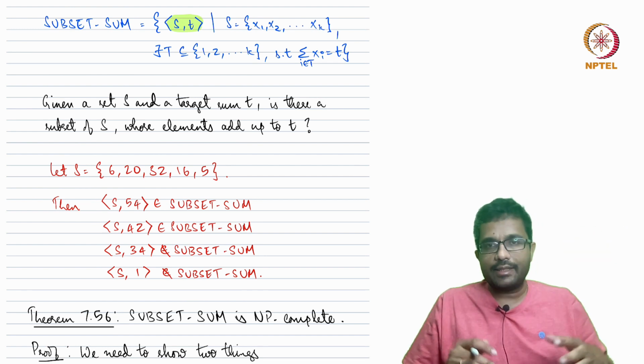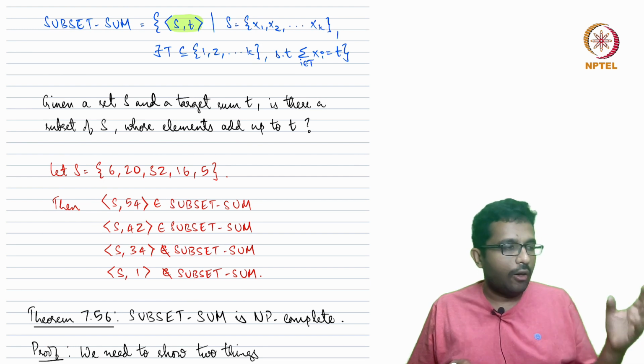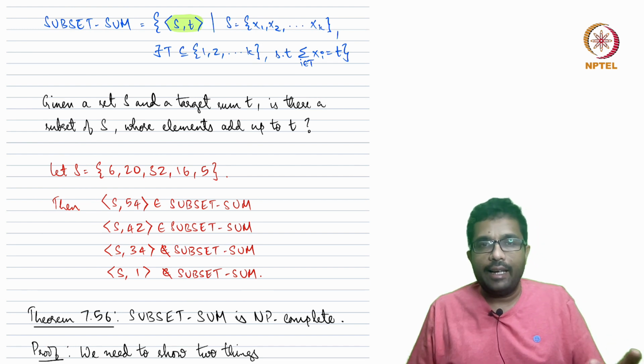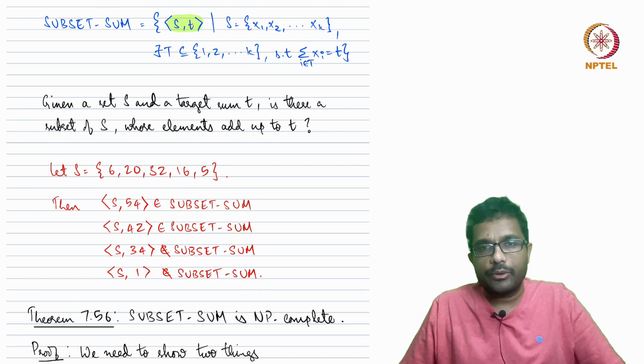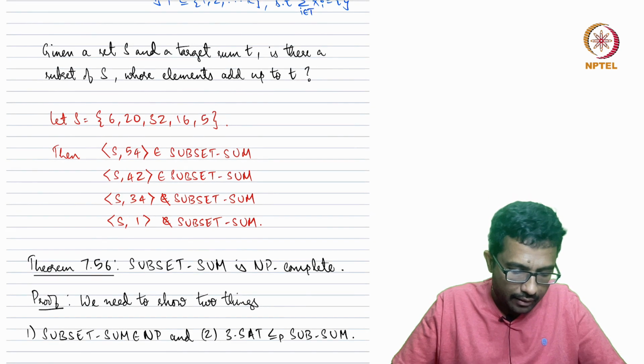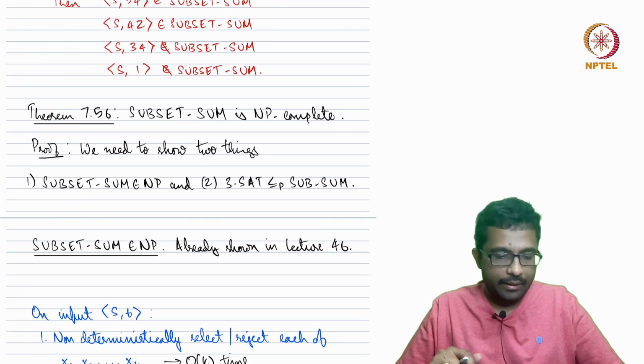Right. So as you see, it's a completely different type of problem. There are no graphs involved. There is no Boolean formula involved. All that you have is a set S and a number T. Is there a subset of the set S that adds up to the number T, right? And this problem is NP complete, right?